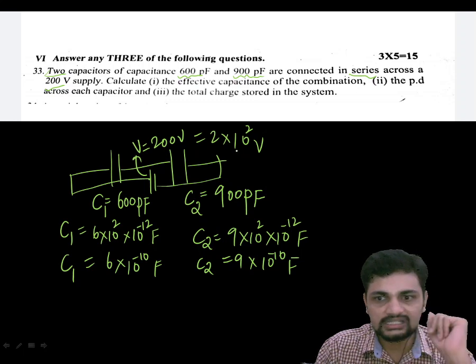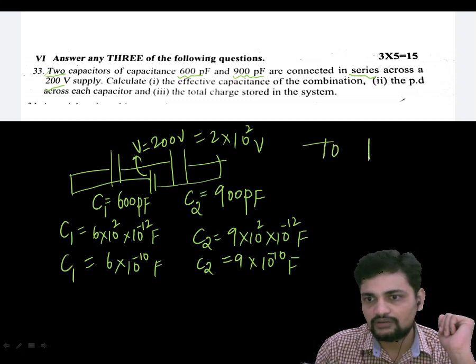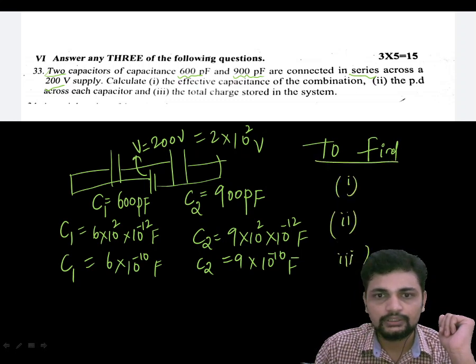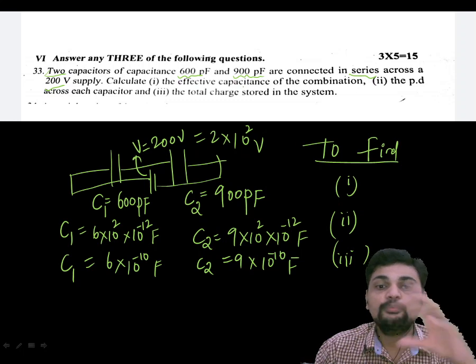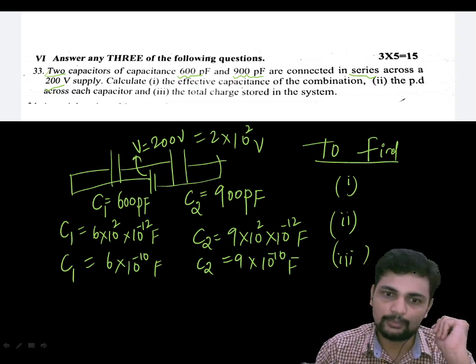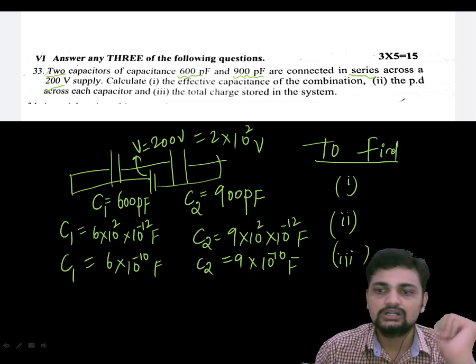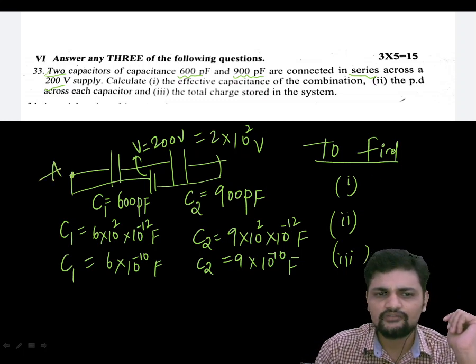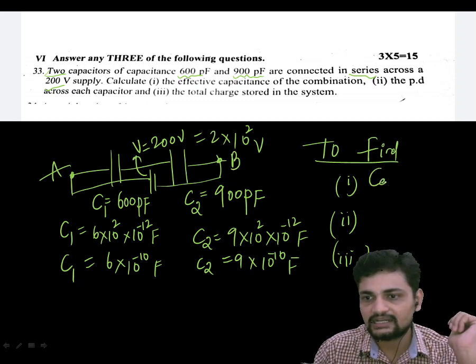Now, three sub questions are asked. So I will write what is my target. First one, effective capacitance of the combination. Only two capacitors are there which are in series. So, effective capacitance of the combination. Just for reference, let me take these 2 points as A and B so that I can write it as C effective or C of AB.